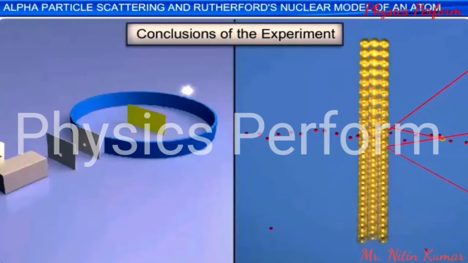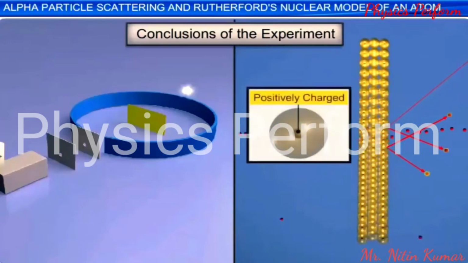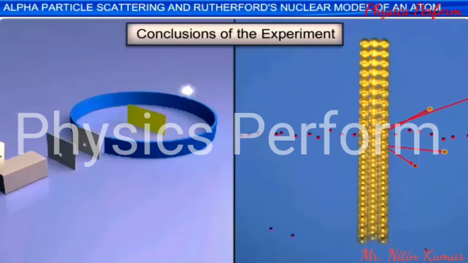This was due to the fact that these particles passed close to the central part of the atom, which must have been positively charged. And 1 in 8,000, that is about 0.0125% of the incident alpha particles scattered by more than 90 degrees, that is, they scattered backwards. For this to have happened, such alpha particles must have experienced a large repulsive force.